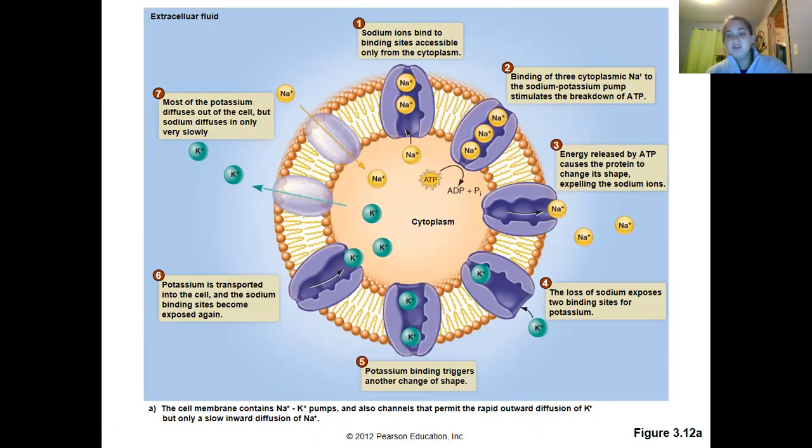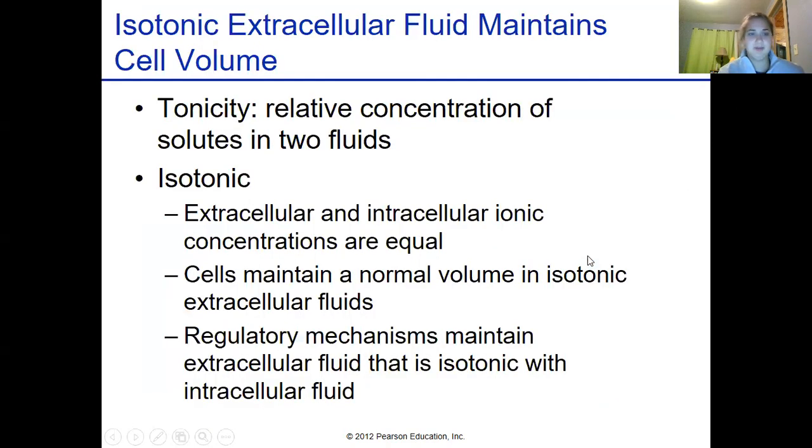The loss of those sodium exposes 2 binding sites for potassium. So that's what happens. Once those sodiums leave, potassium is going to come in, and that's going to trigger a change so that it can come into the cell. Most of the potassiums will diffuse out of the cell, but sodium diffuses in only very slowly. And sometimes you can have leaky gates, which I'm not going to get into.